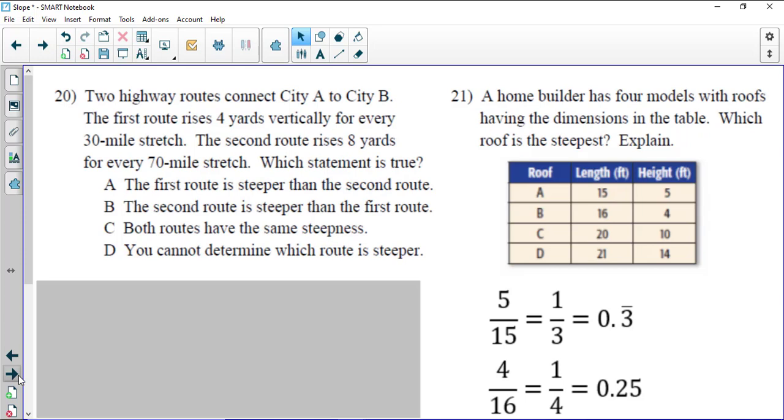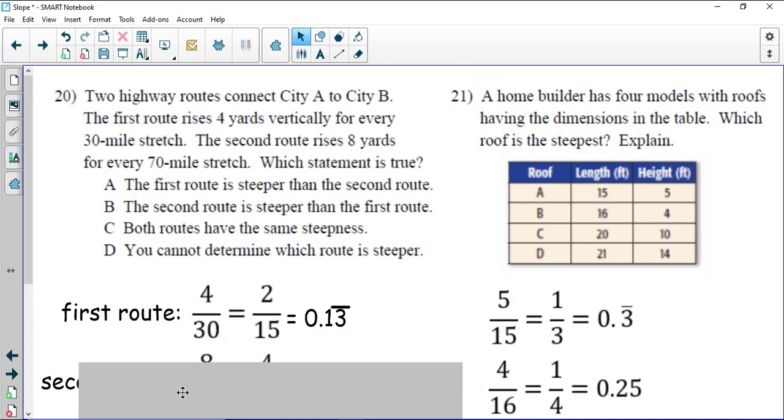All right, number 20. Two highway routes connect City A to City B. The first route rises 4 yards vertically for every 30-mile stretch. The second route rises 8 yards for every 70-mile stretch. Which statement is true? Well, let's compare the slopes here.